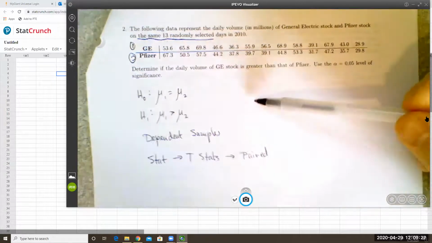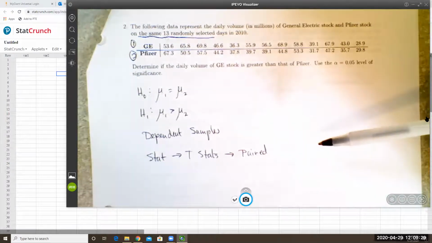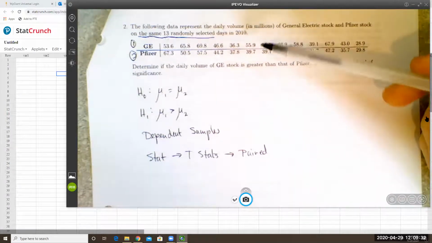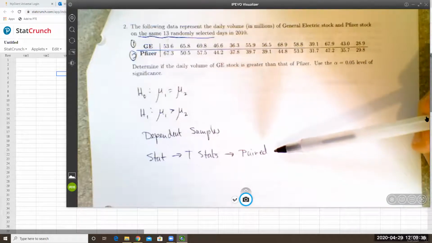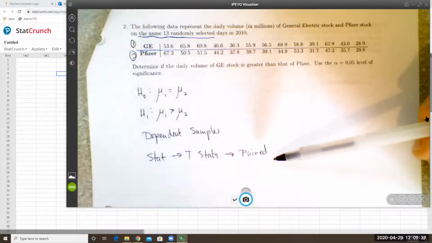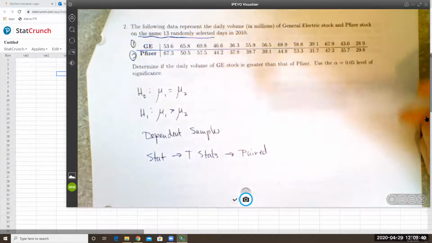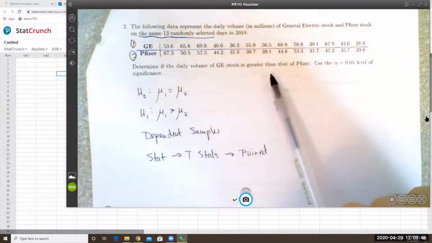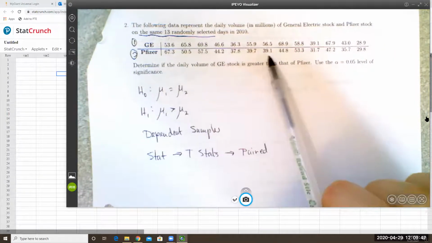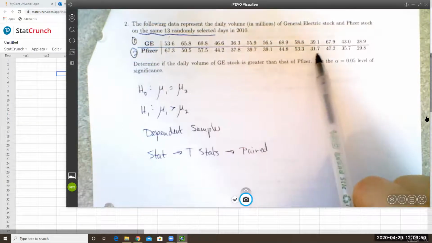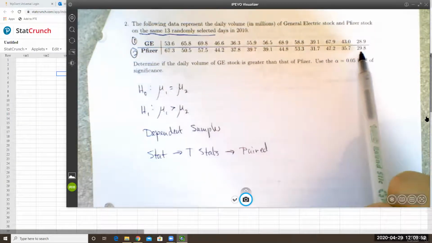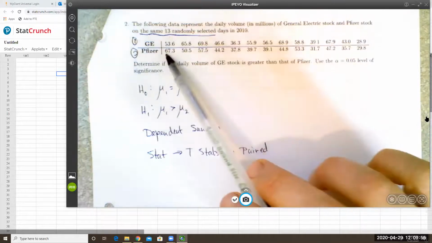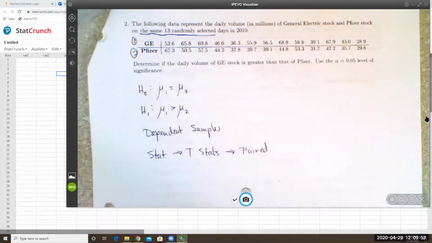Now, right now, we don't have much to go off in terms of building up an intuition because we don't know what the sample means are. Once we do this test, StatCrunch will spit out what the sample means are, so we can look at them then. But for now, we don't really know. You could maybe look at the numbers and try to get some intuition. It does look like on most days, GE is bigger than Pfizer. There are some exceptions like this day and the first day. But I think generally speaking, GE is bigger than Pfizer. Is there enough of a difference? Well, we have to run the test to find out.